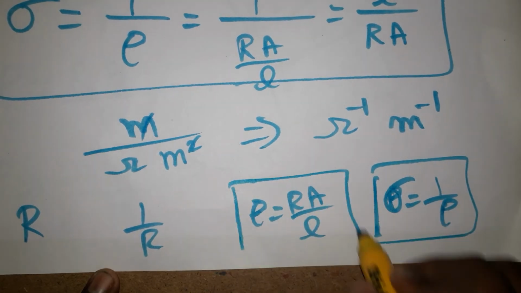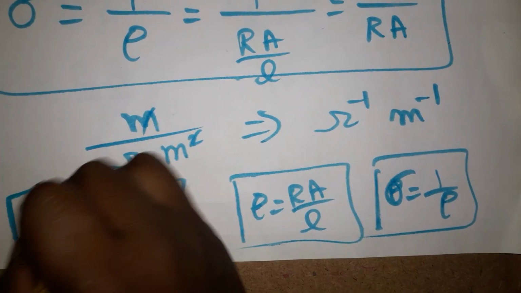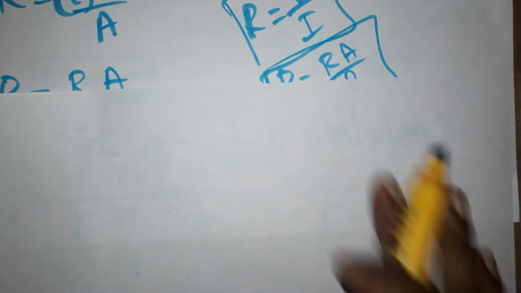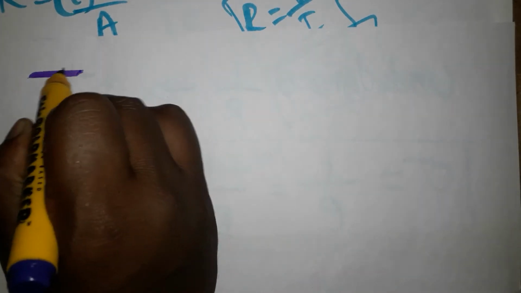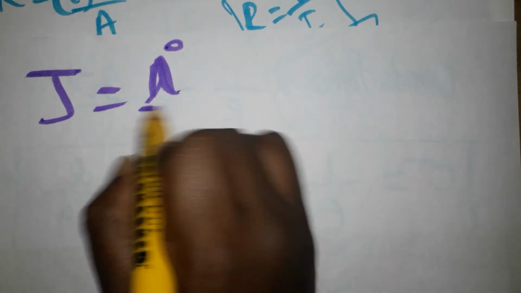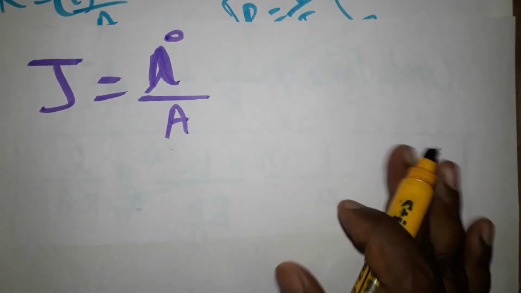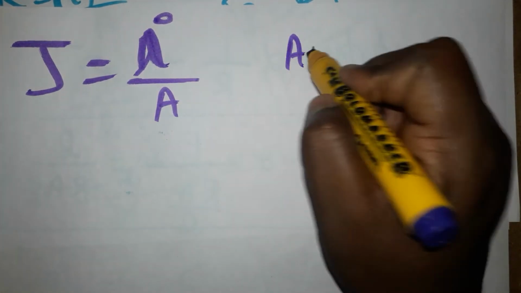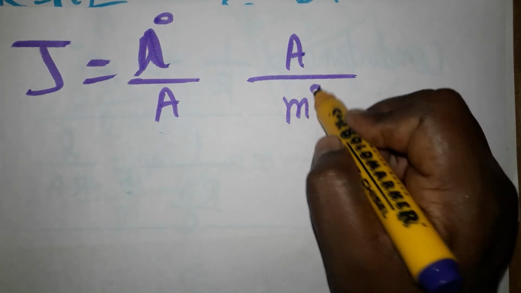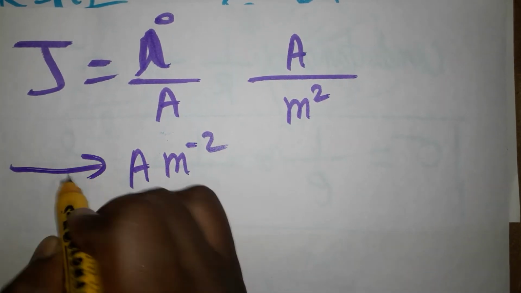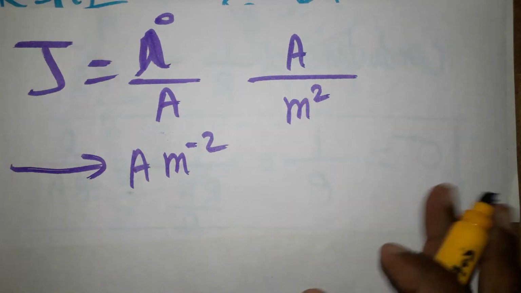Okay, the next thing, current density. The symbol we can take as J. It is current per unit area. Current density is current flowing per unit area. Current is ampere, area is length into breadth, meter square. So ampere meter minus 2 is the unit of current density. J is the symbol of current density.